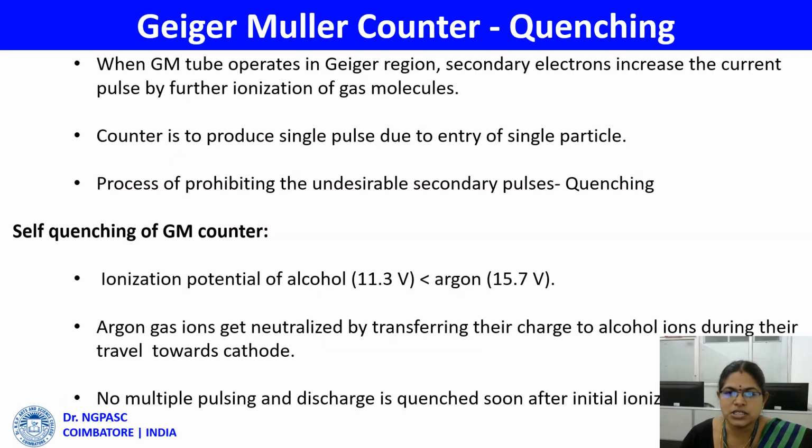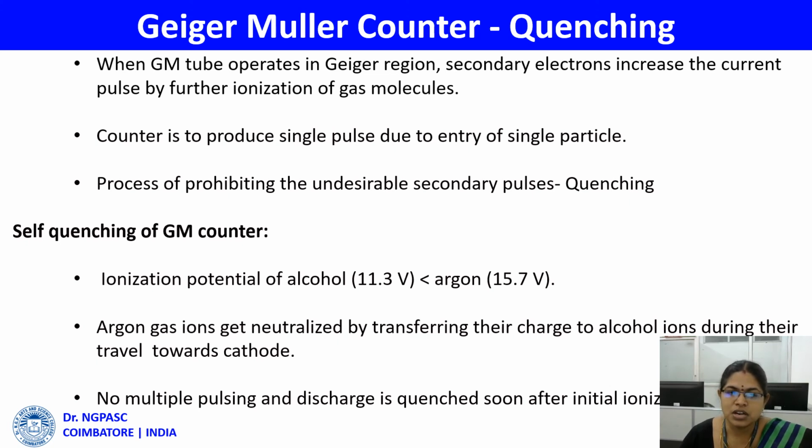Next is the quenching process. The foremost issue with the GM counter is quenching. When the GM tube operates in the Geiger region, secondary electrons automatically increase the current pulse by further ionization of gas molecules. We know very well that in a GM counter, each single pulse is produced by the entry of a single ionizing particle. The process of prohibiting these undesirable secondary or multiple pulses is called quenching, so we have to take quenching into account.